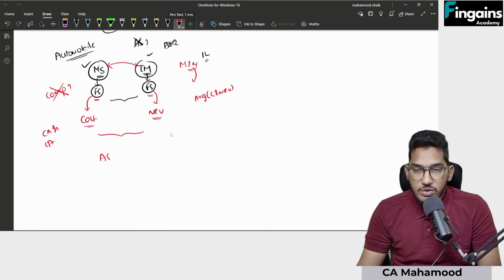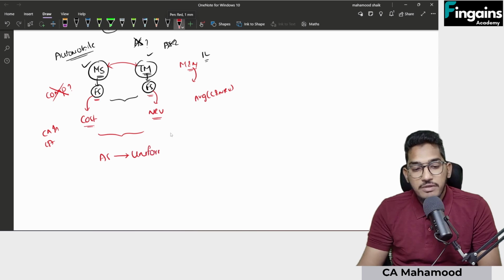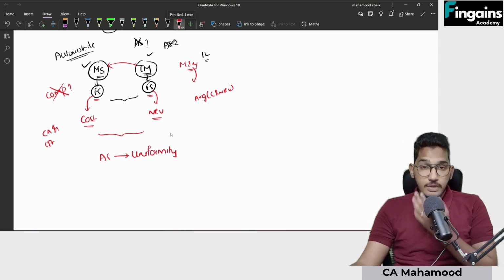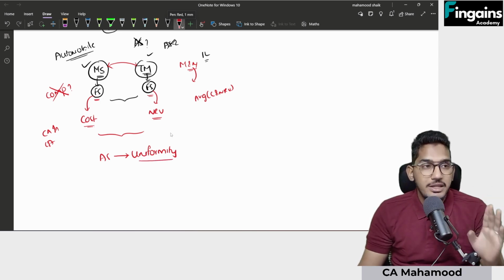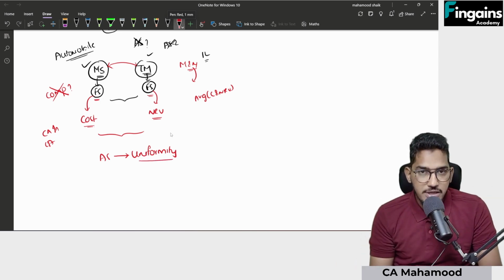Now the purpose I want to state here is that the main purpose of accounting standards is to bring uniformity in the financial statements. What is the main purpose of the accounting standards, guys? To bring uniformity and consistency in the financial statements.